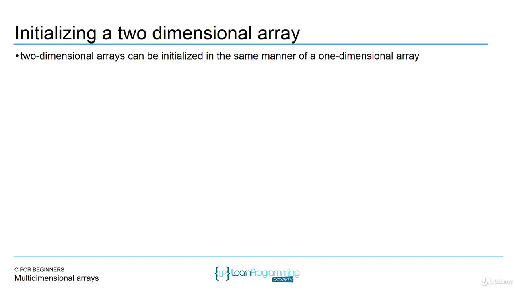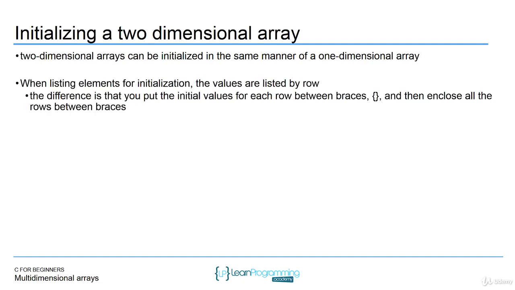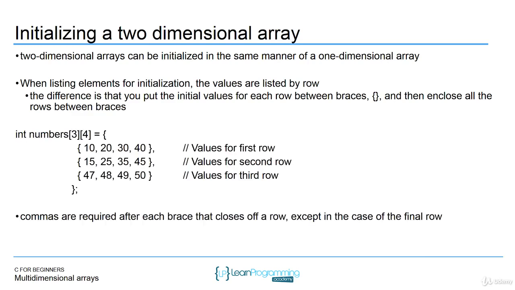To initialize a two-dimensional array, it's going to be initialized in the same manner as a one-dimensional array. Same type of syntax, you're just going to add more. So when you list the elements for initialization, the values are going to be listed by row. And the difference here is that when you put the initial values for each row in, you're going to do it between braces, curly brackets. And then you're going to enclose all the rows between braces. So it's going to look something like this.